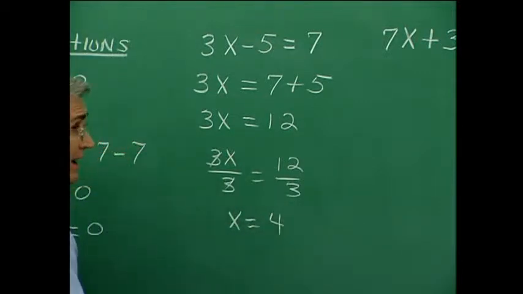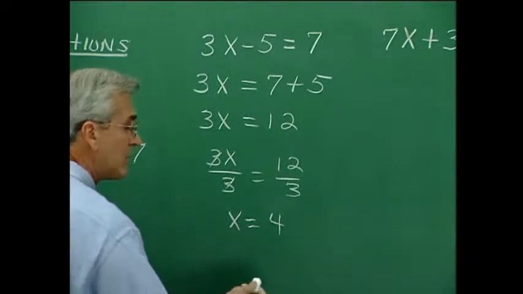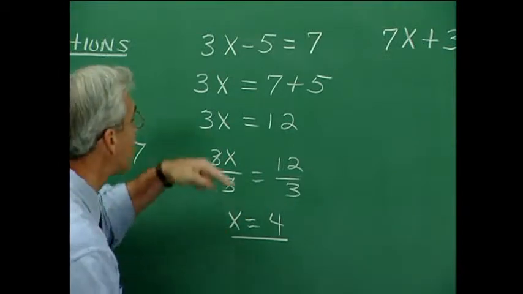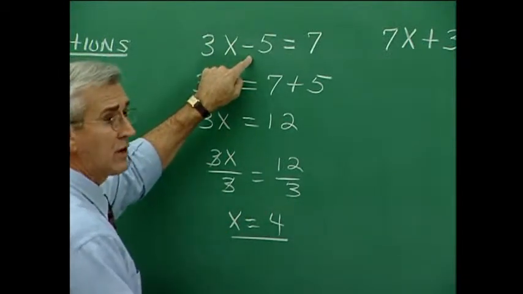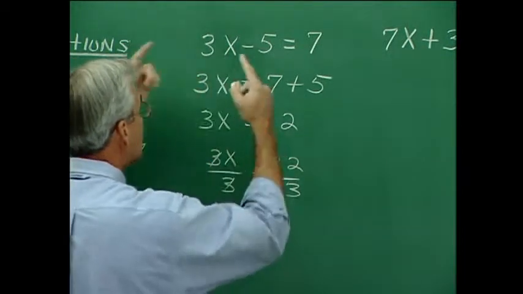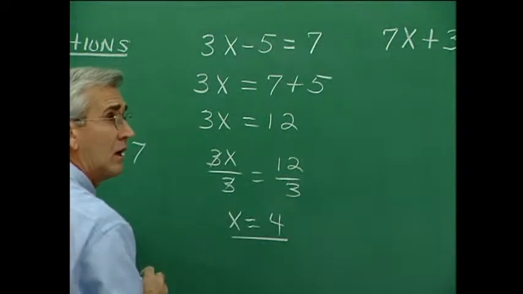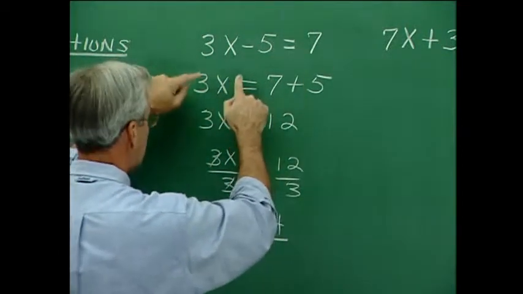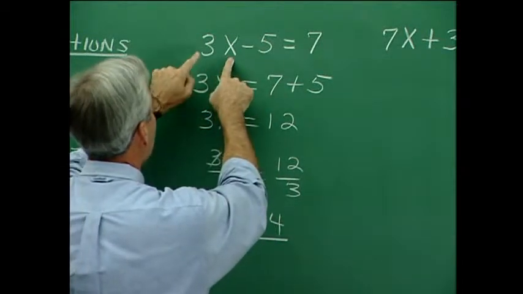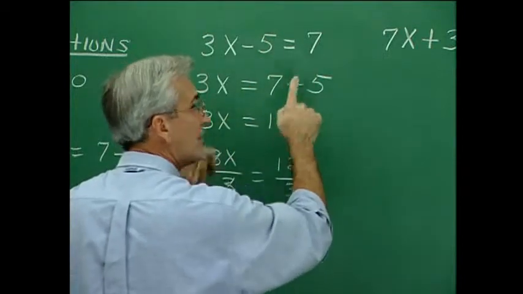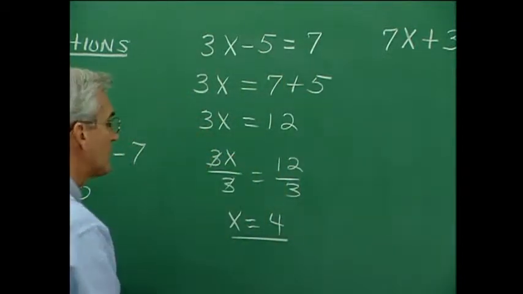The really nice thing about equations is that we can always check to see if our answer is correct. We do that by replacing the value of x that we find and putting that value into the original equation to see if we have truth. Now, if we replace x with 4, we can do this mentally, or we can do it algebraically by hand. If we do it mentally, it works like this. Replace x with 4, we would have 3 times 4, 12. 12 minus 5, 7. 7 equals 7. Yes, that's true, so this is indeed the solution to the equation.